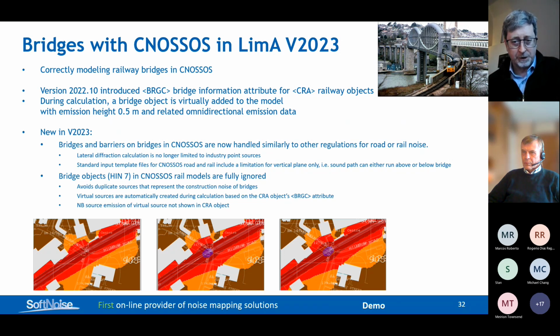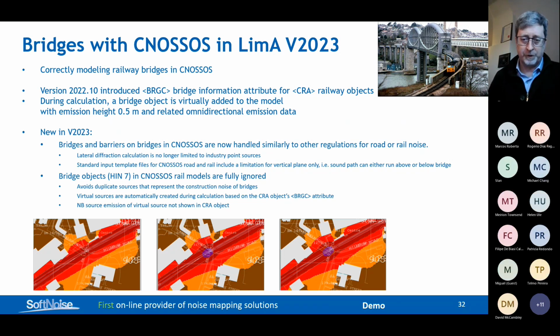And then during calculation, a bridge object was virtually added to the model with the correct emission height of 0.5 meters as defined in the Knossos method and the relevant omnidirectional emission data. What is new in the new version of LimA is that bridges and barriers on bridges in Knossos are now handled similarly to other regulations for road and rail noise.